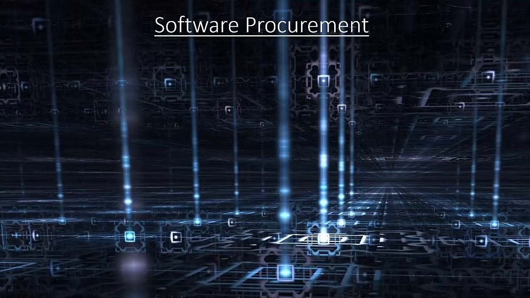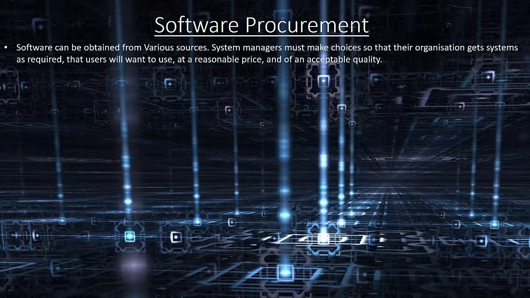Software procurement. Software can be obtained from various sources. System managers must make choices so that their organization gets systems as required that users will want to use at a reasonable price and of an acceptable quality.